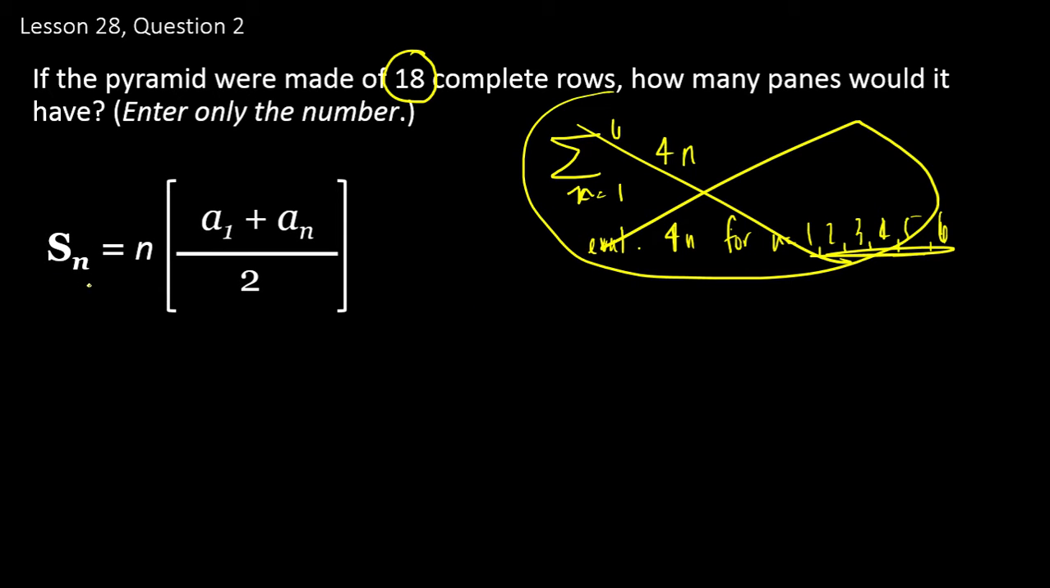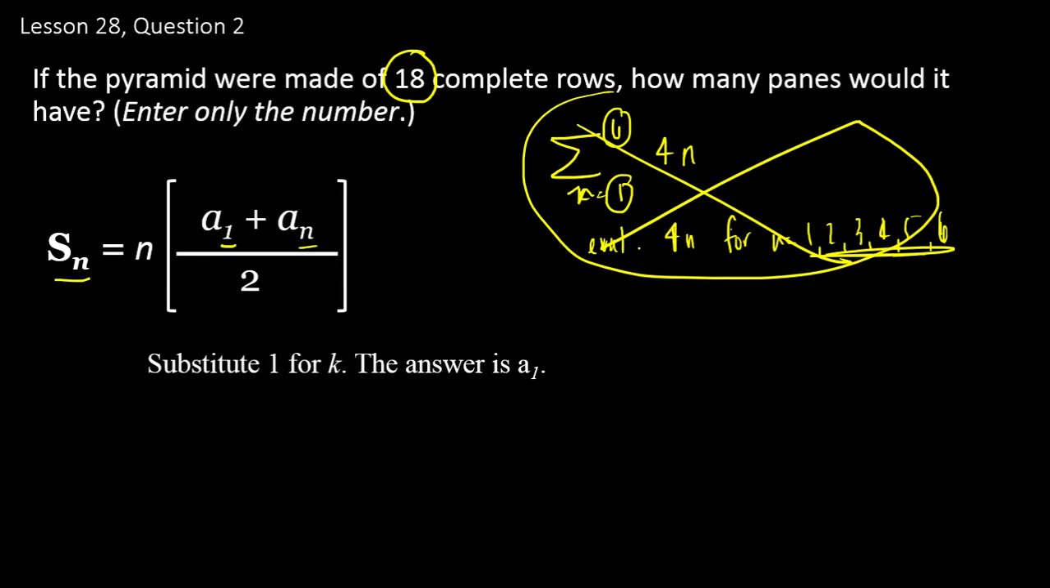S sub n, the sum of n, equals n times the quantity a sub 1 plus a sub n over 2. Okay? So a sub 1 being the first number, a sub n being the final number, and then divided by 2.